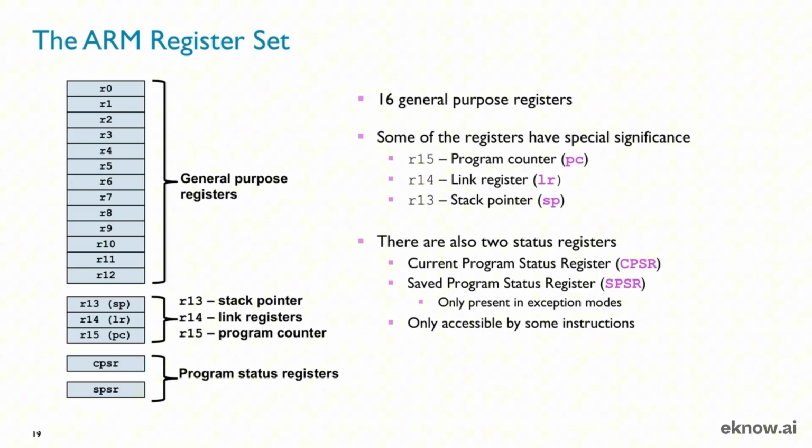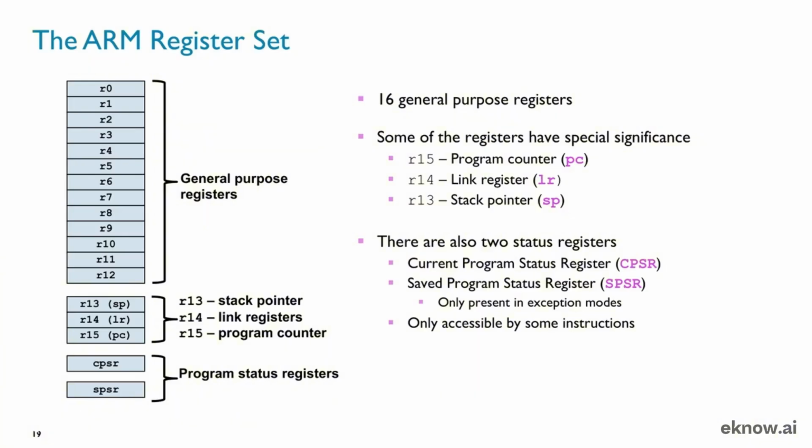Then we have R13, the stack pointer, or SP. The stack is a region of memory used for temporarily storing data, like local variables in a function or saving register values. The stack pointer's job is to always point to the top of the stack. As you add data, push onto the stack, or remove data, pop from the stack, the pointer is adjusted accordingly. It's crucial for managing function calls and memory.